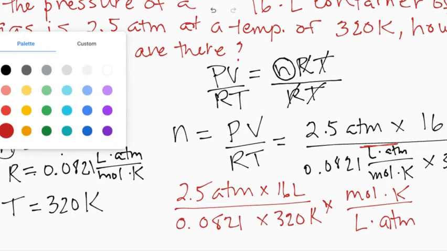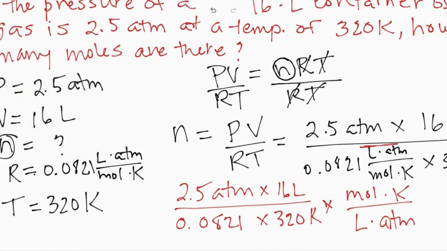Okay, so now we can do the canceling. We've got atmospheres on the bottom, atmospheres on the top. Kelvins on the bottom, kelvins on the top, and liters on the bottom, liters on the top. So what we have left is moles, which is a good thing because N is in moles. So then I'm going to plug that into my calculator. It's 2.5 times 16. And then I'm going to divide that by the product of 0.0821 times 320. And the answer is 1.5 moles.